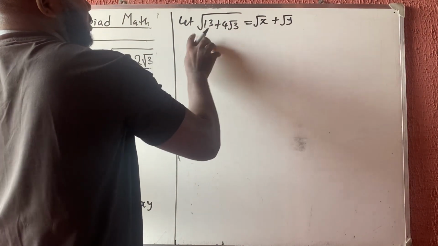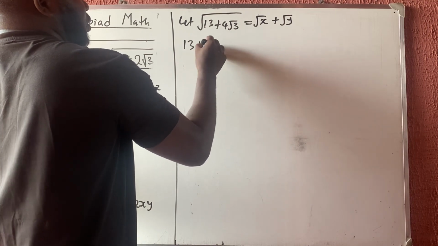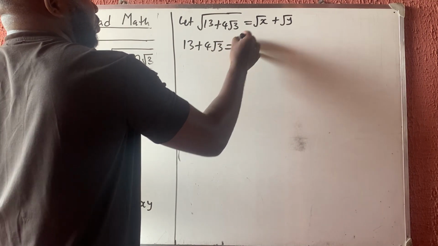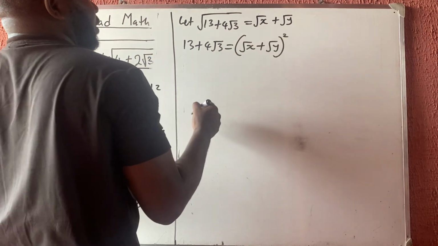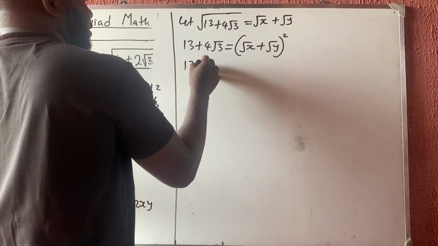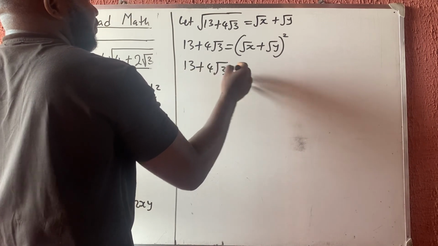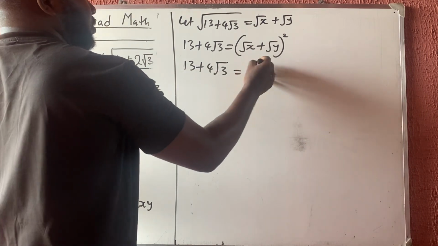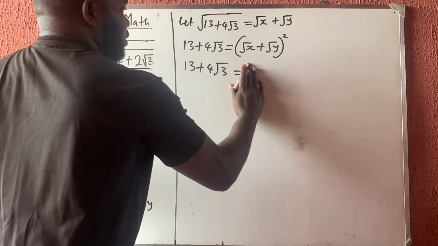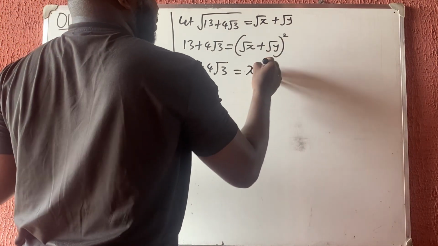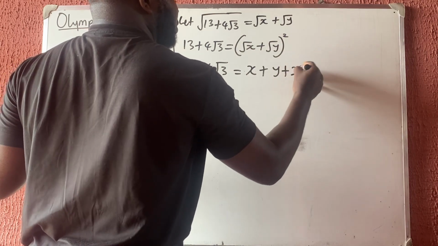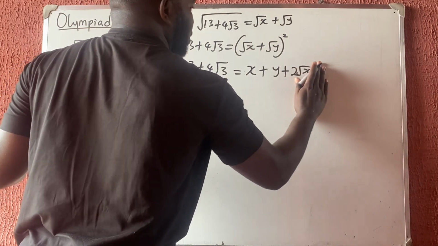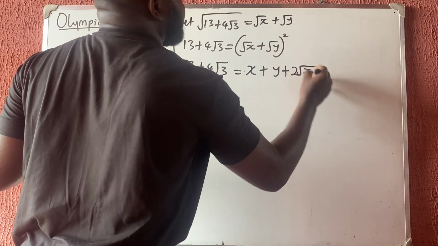So squaring both sides, I'm going to have that 13 plus 4 root 3 is equal to root x plus root y all squared. Okay, so clear this bracket. I'm going to have that 13 plus 4 root 3 is equal to square this one x, plus square this one y, then multiply these two and double it, 2 root x root y, or root xy, anyone you like, the same thing, root xy.